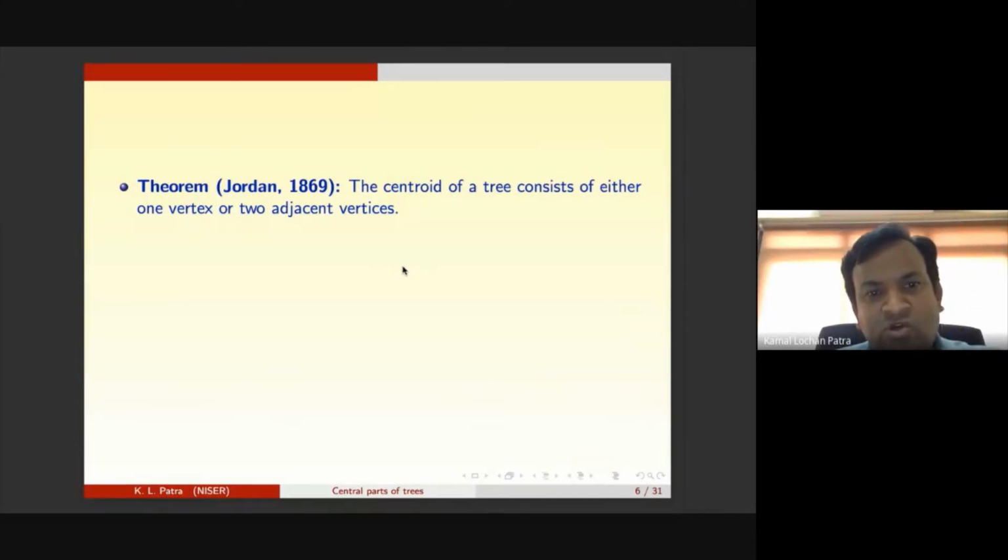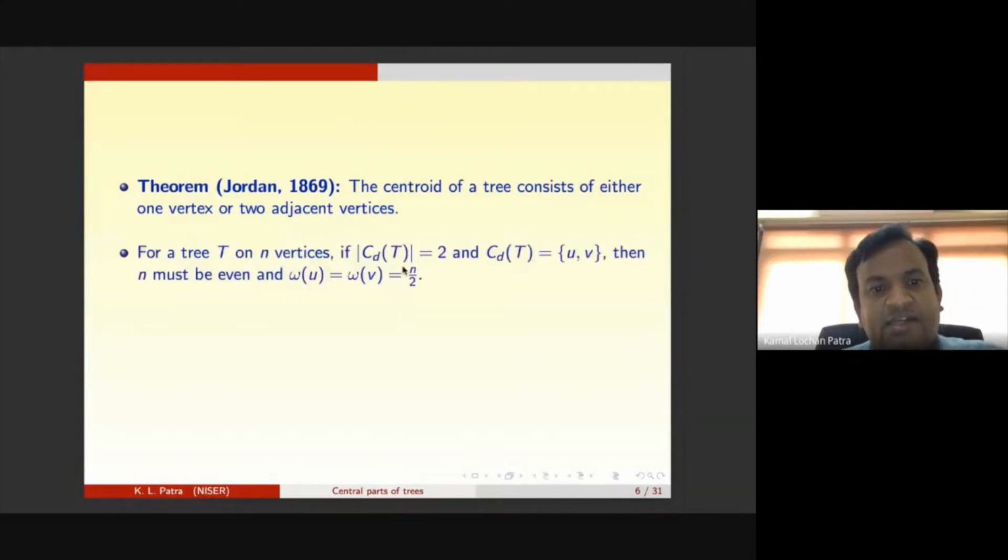For the centroid also, one can easily check that if the centroid of T equals two vertices, U and V, then the weight of U and the weight of V equal N by 2. So if you have a tree whose centroid consists of two vertices, then the number of vertices must be even.